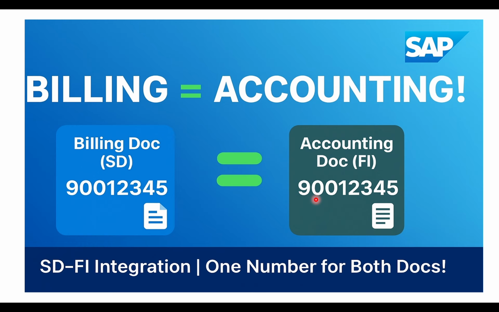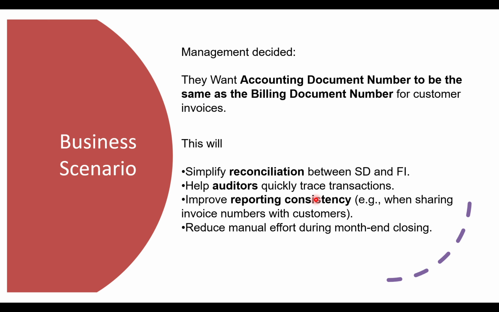I will show you one business example for the same, so that you will understand. So here is the business scenario. The management decided that they want the account document number to be the same as the billing document number for the customer invoices. Why? Because it will simplify their reconciliation.